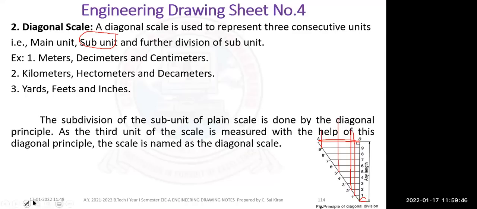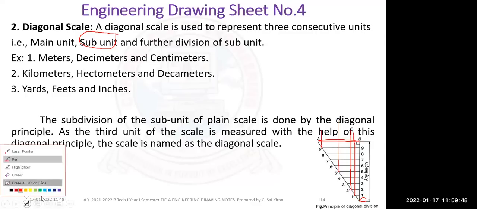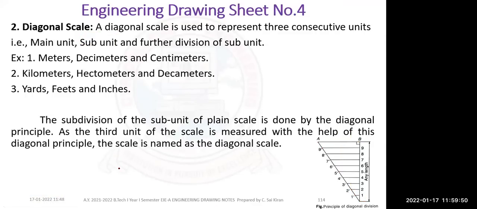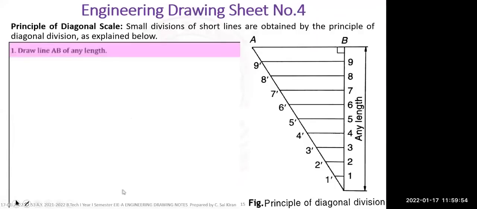So this is a diagonal principle. And this can be asked as a 2 marks question. Explain the diagonal principle, they can ask as a 2 marks question. So any doubts, you can unmute and you can ask if you're not understanding the diagonal.